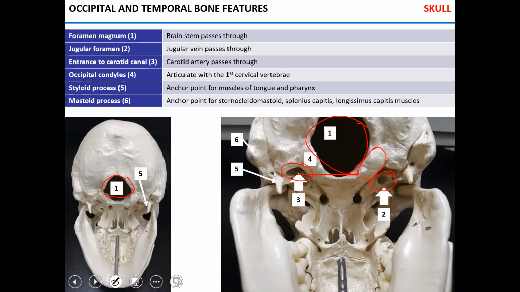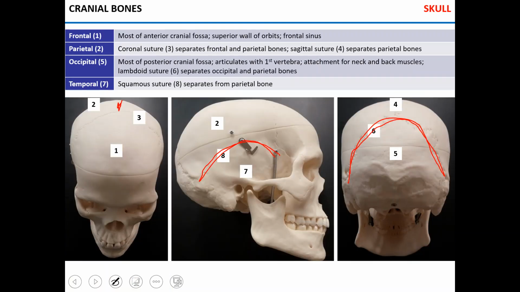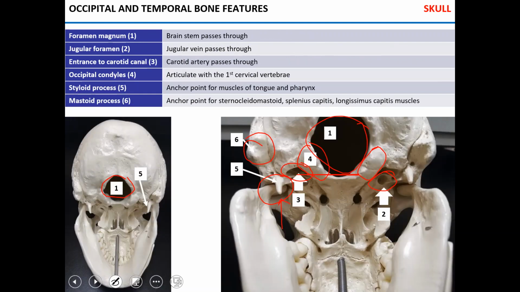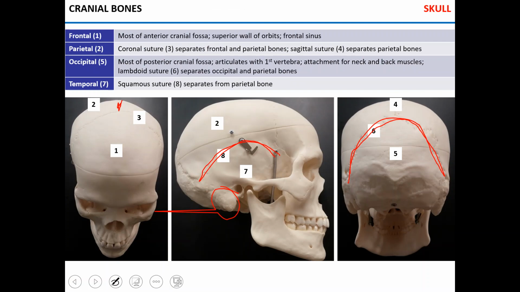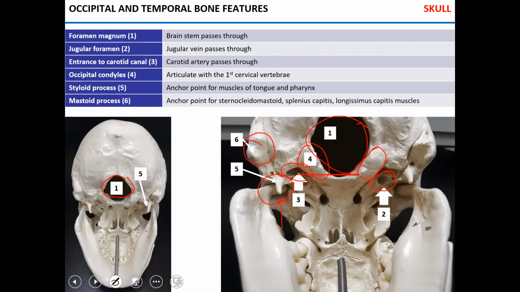These structures called occipital condyles articulate with the corresponding articular surfaces on the first cervical vertebra, and you can see very clearly a couple of characteristic processes on the temporal bone: styloid and mastoid process. You can see them quite clearly, at least you can see mastoid process right over here. The styloid process cannot be seen in this picture since it's behind the mandible.